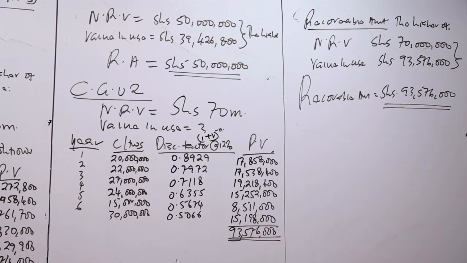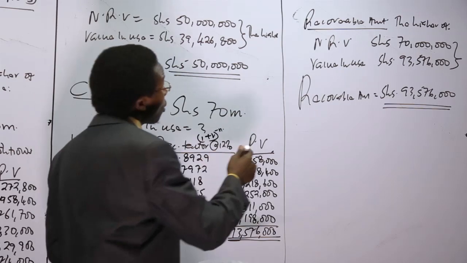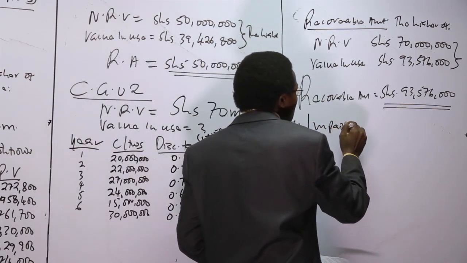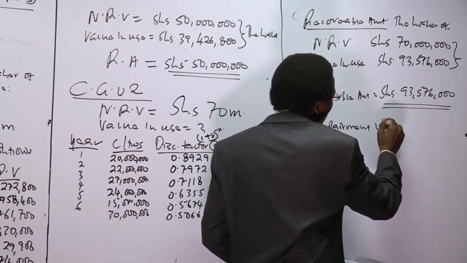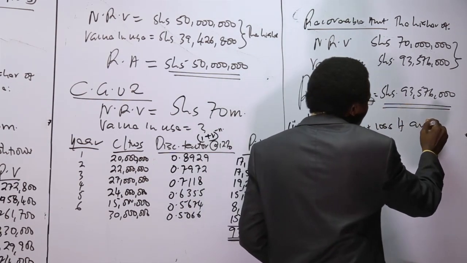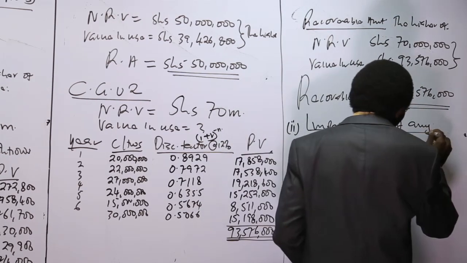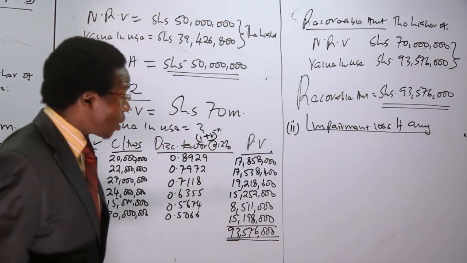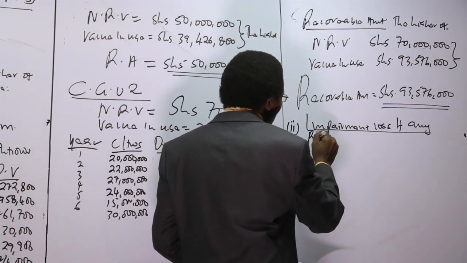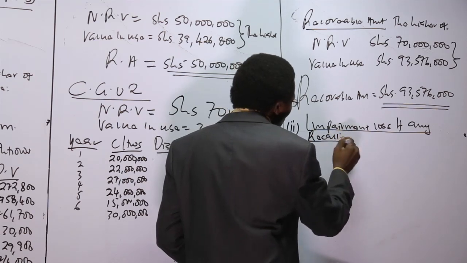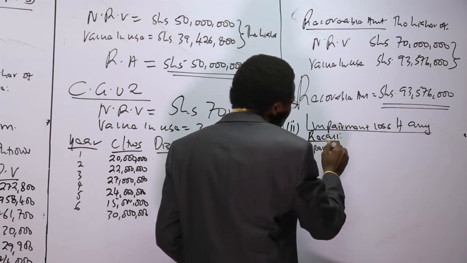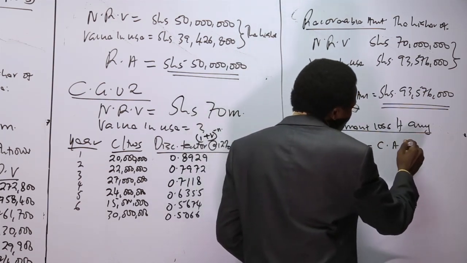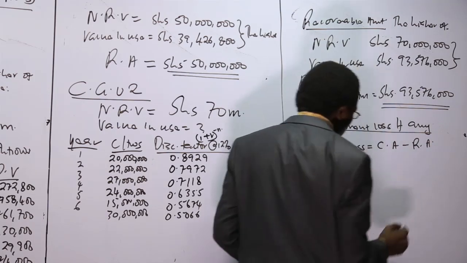Now our next business is Roman 2, the impairment loss, if any. If any, it means not all cases will have an impairment loss. You need to recall that our impairment loss is simply the carrying amount minus the recoverable amount.